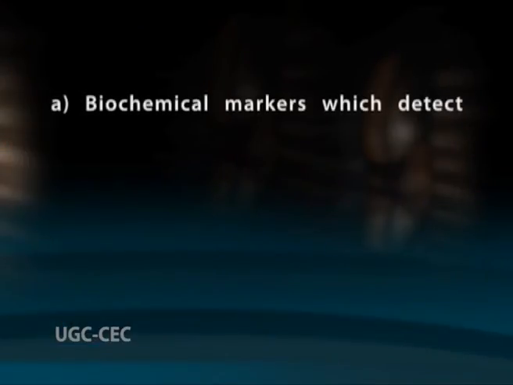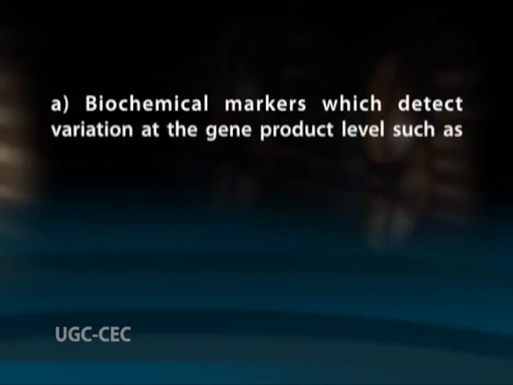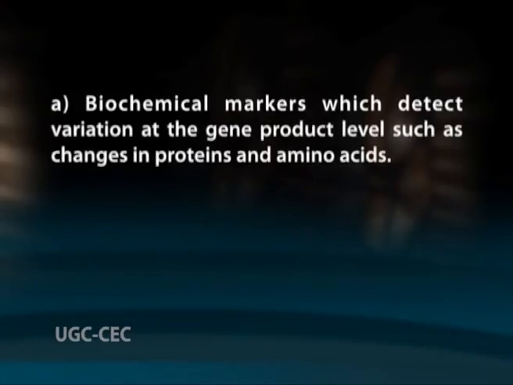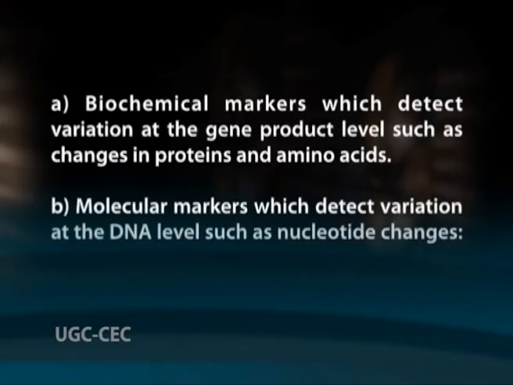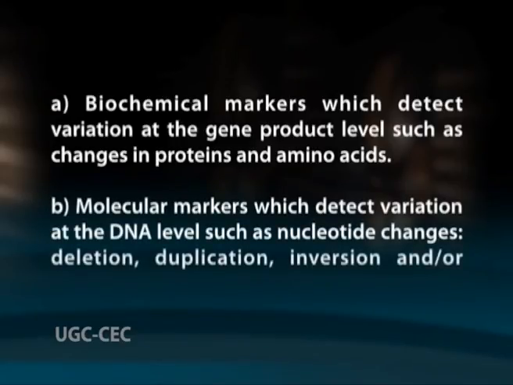Molecular genetic markers can be divided into two classes. A, biochemical markers, which detect variations at the gene product level, such as changes in proteins and amino acids, and B, molecular markers, which detect variations at DNA level, such as nucleotide changes, deletion, duplication, inversion and insertion.